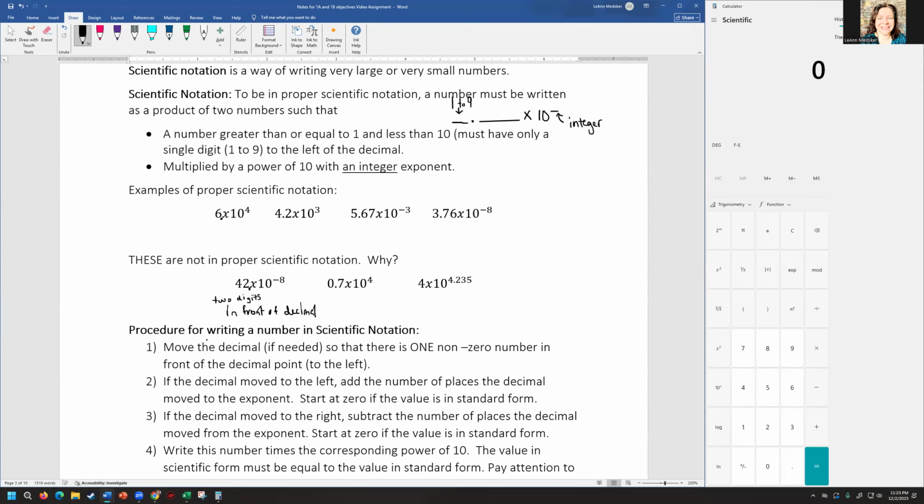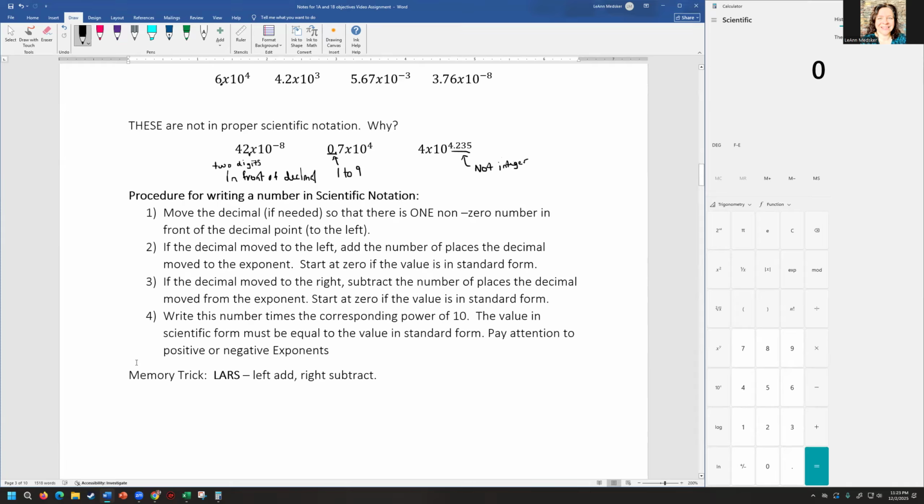For the second one, this is not a 1 to 9 up front. We do have a digit up front, and it is a single digit, but it has to be a 1 to 9. So that's what's wrong with this one. And then this final one, you have that this is not an integer. So that is why this one is not proper scientific notation either.